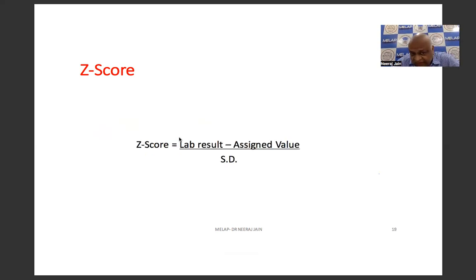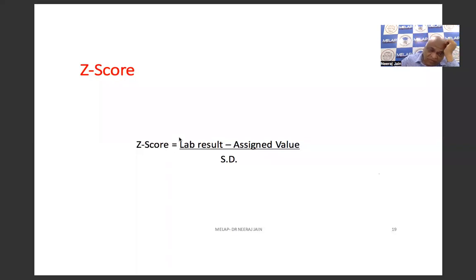Now, how the Z-score is calculated. Assigned value means group mean, or by some other way, a value is assigned to this sample of EQAS by the PT provider. As per the guidelines of new standard ISO 15189:2022, you have to discuss with the EQAS provider. You have to tell them, please provide us the detail how you are assigning a value to a particular analyte in EQAS sample, whether it is group mean or it is value of some reference lab, or is mean of some selected group of laboratories, or it is the value of some reference material. Now this is a requirement.